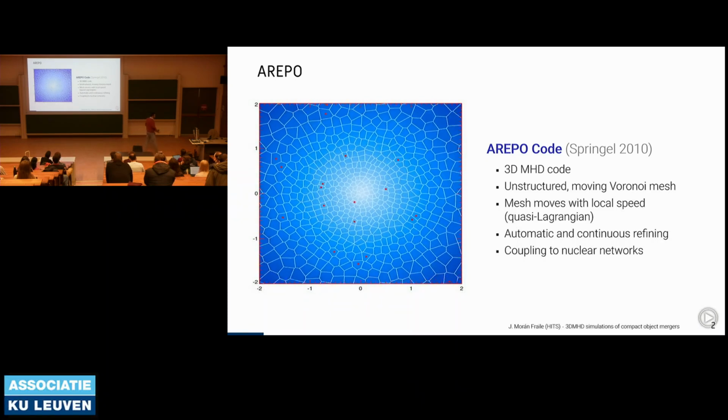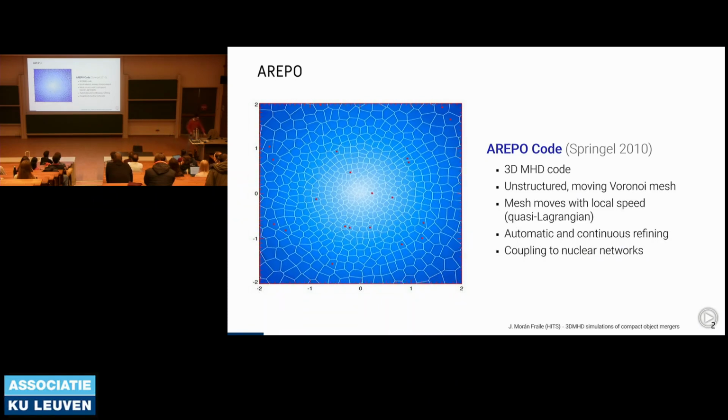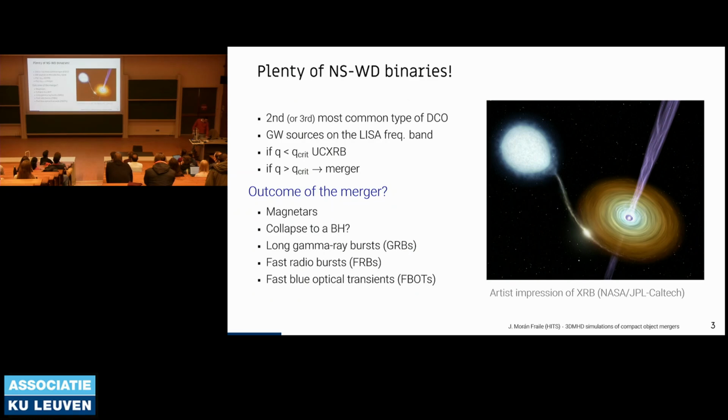So let's move on to the first system that I want to discuss today, which are neutron star white dwarf binaries. Depending on who you ask, these are the second or third most common type of double compact object after white dwarf binaries, depending on how many black holes and neutron stars you form. We expect around 1 million of them just in the galaxy, but still they're not as studied as neutron star mergers, for example.